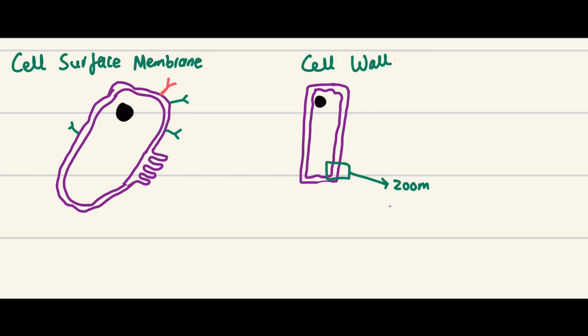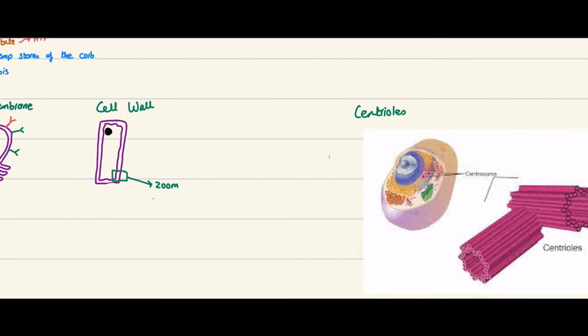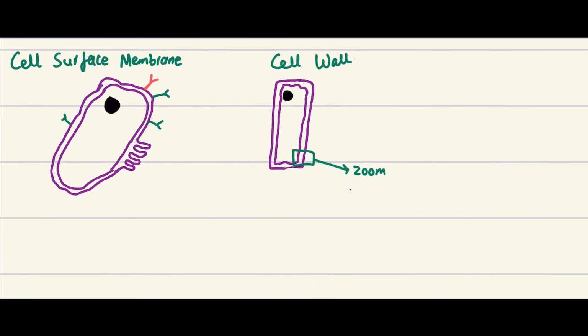So in this video, we'll be talking about the cell surface membrane, the cell wall, and also the centrioles. The three C's. They're pretty simple in A levels.